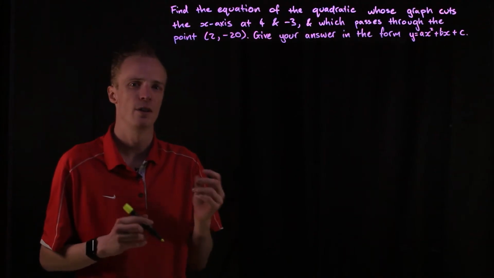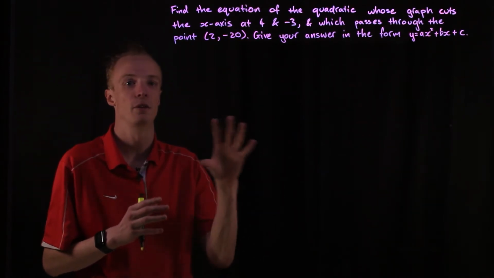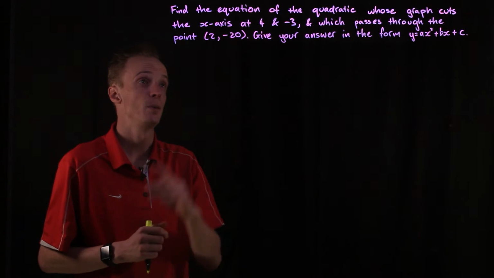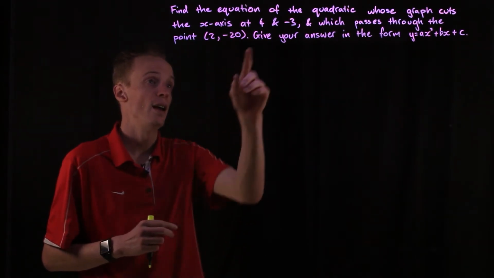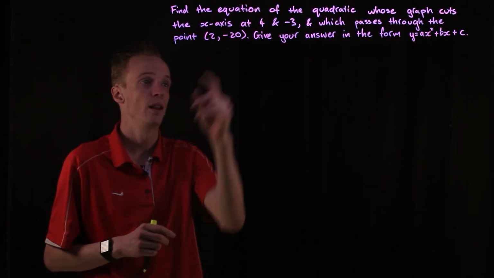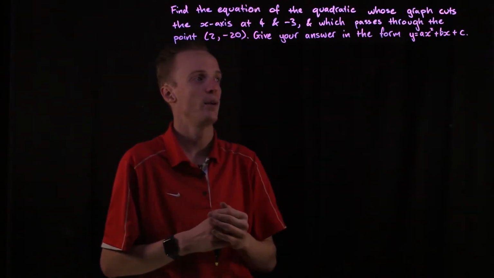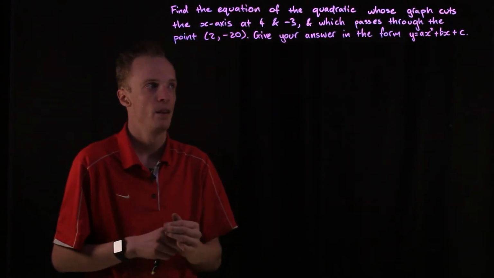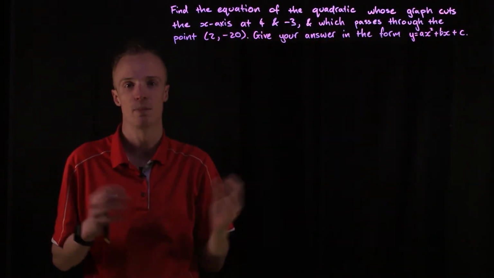Let's take a look at finding the equation of a quadratic that's been described to us rather than just given the graph for it. So in this case, we want to find the equation of the quadratic whose graph cuts the x-axis at 4 and -3, and which passes through the point (2, -20). Then we want to give our answer in the form y = ax² + bx + c. Now we're going to do this step last, so we're going to focus on the information that's been given.